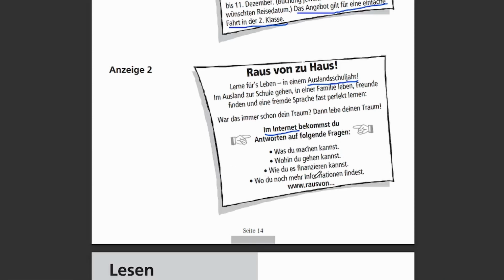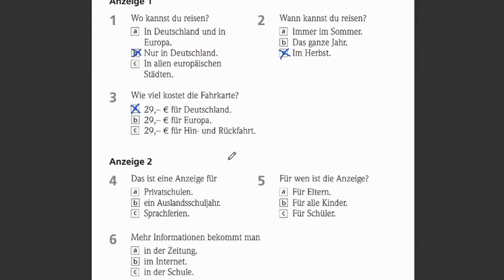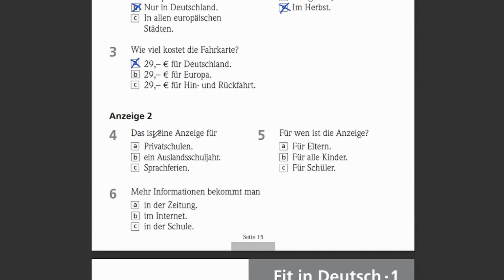Okay, so information is available in internet and it is for Auslandsschuljahr and for im Ausland zur Schule gehen. So of course it's for people or the kids going to school, not for all the kids, right? All age groups. So let's answer.